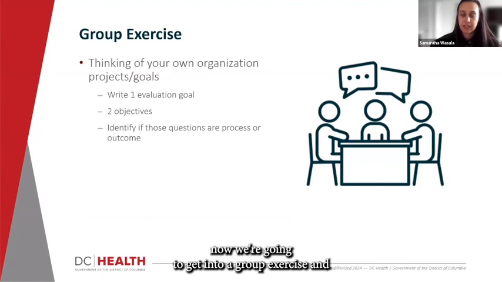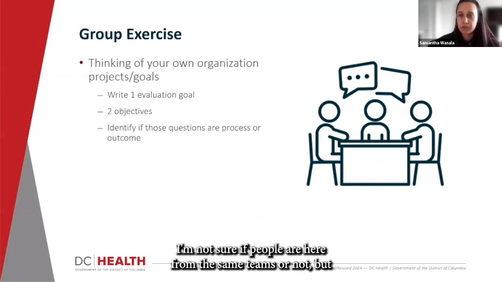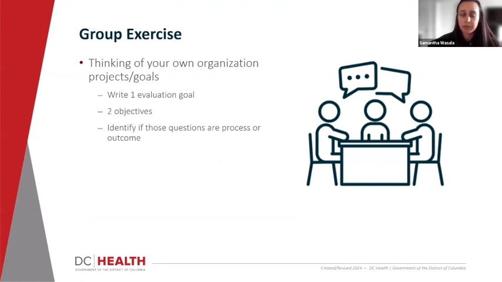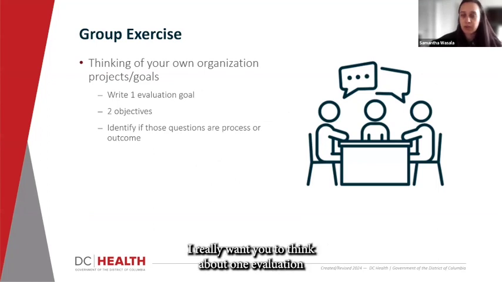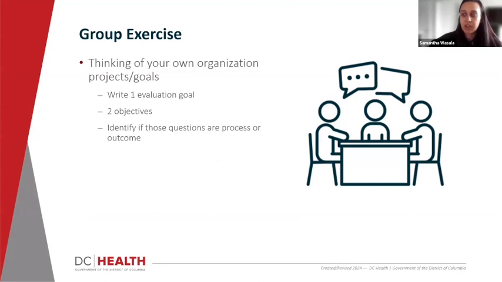So now we're going to get into a group exercise, and I'm not sure if people are up here from the same teams or not, but thinking about your own organization, project, and goals, I really want you to think about one evaluation question that you would have and write that out as a goal. And then to reach that goal, what would be 2 SMART objectives? Based on these objectives, are they a process or an outcome question?